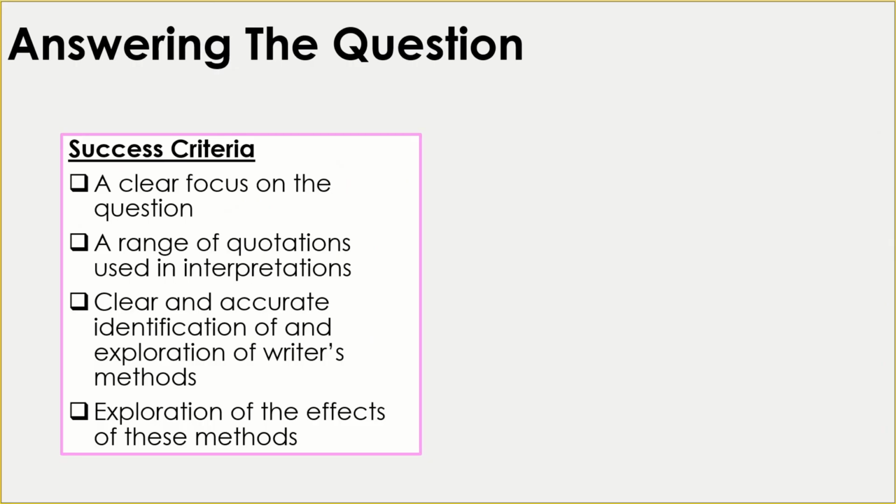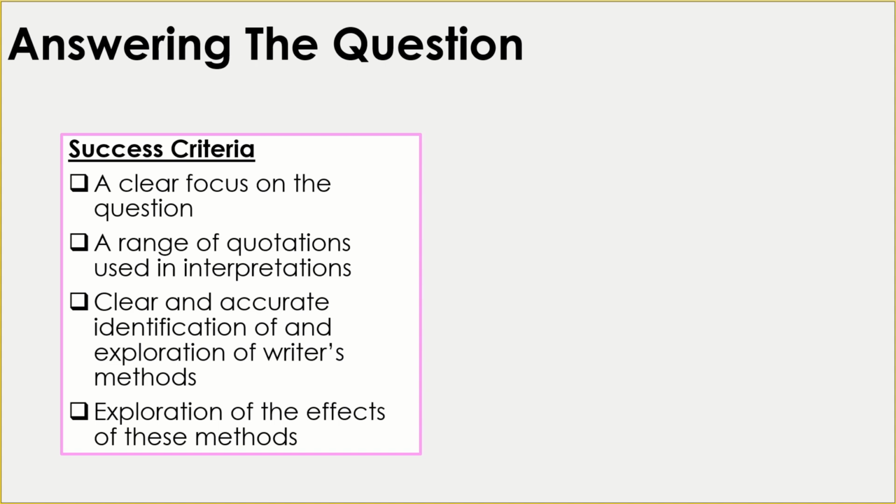In terms of a success criteria, this exam question doesn't assess you for context, so we don't need to include anything about the poet's life or the time period in which the poem was written. Instead, there are 4 areas that you can achieve marks. 1. A clear focus on the question in your response. So in the case of this poem, everything we write should be linked clearly to the poet's thoughts and feelings towards nature. 2. A range of quotations used in our interpretations, preferably embedded quotations too.